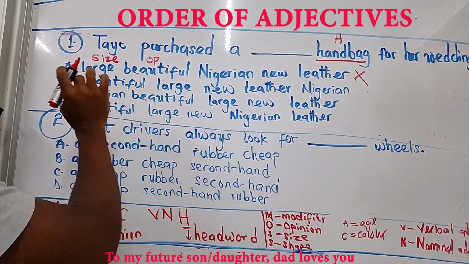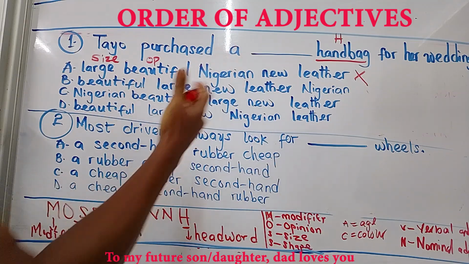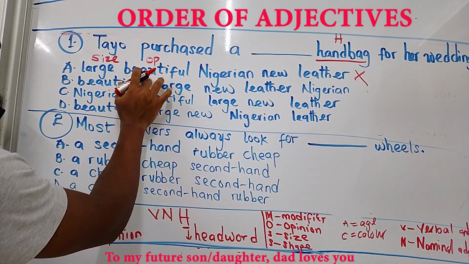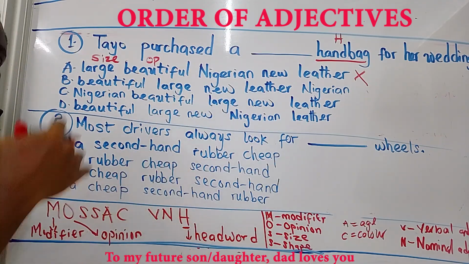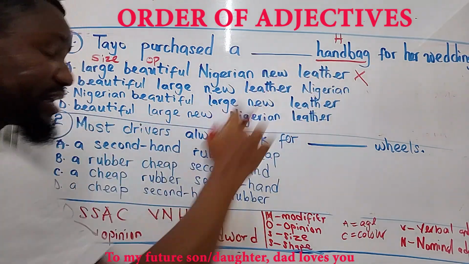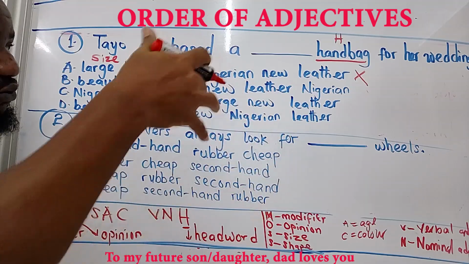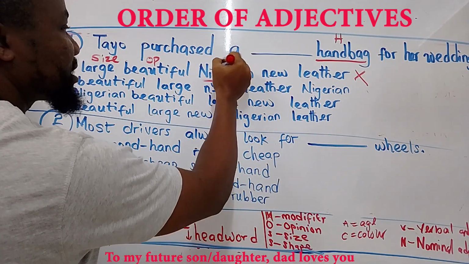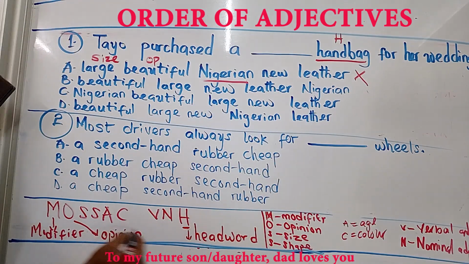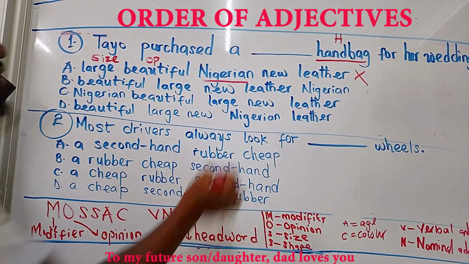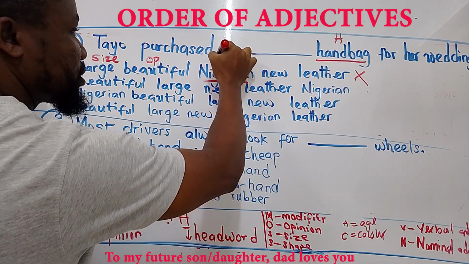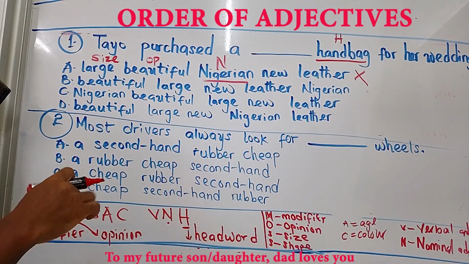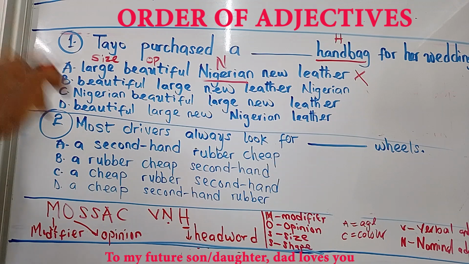But of course, let's continue to analyze the rest of the words in the option. Large, beautiful. Nigerian is talking about the nationality of the bag, that is the place from which the bag is produced, the place of production of the bag. From the structure here, Nigerian is a nominal adjective, and the nominal adjective here is the nationality, which is the origin.